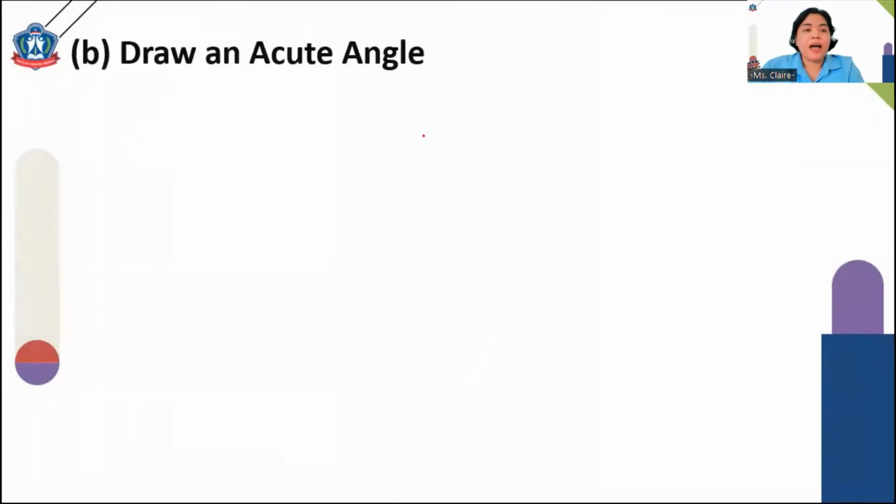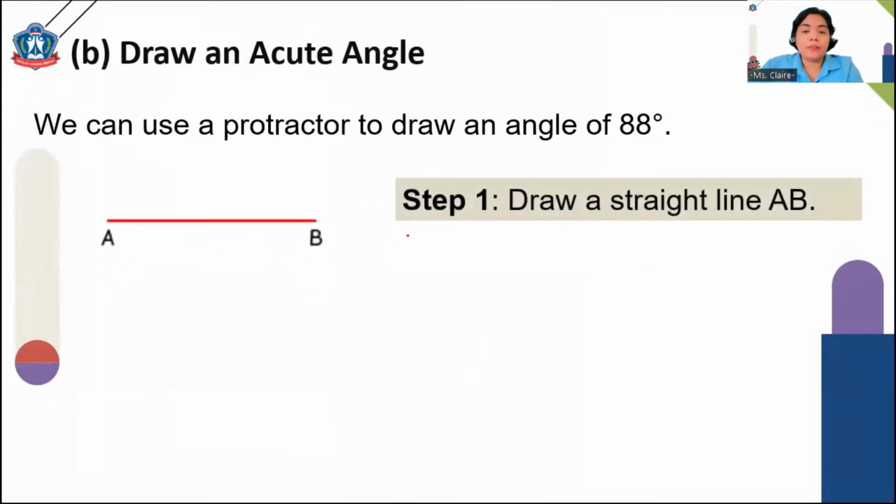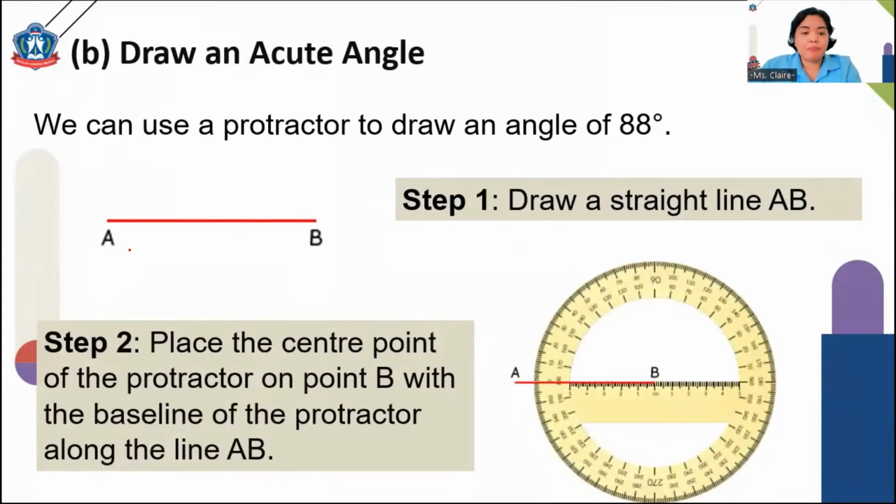Okay, now how to draw an acute angle. We can use a protractor to draw an angle of 88 degrees. First, we draw a straight line. You choose which of the points you will use as a center point. You can use A or B actually. So in this example, we use the point B as our center. It means our baseline is on the left. So we will use the outer scale.